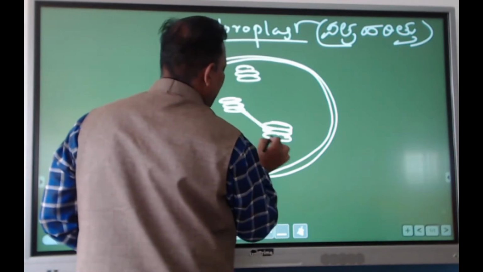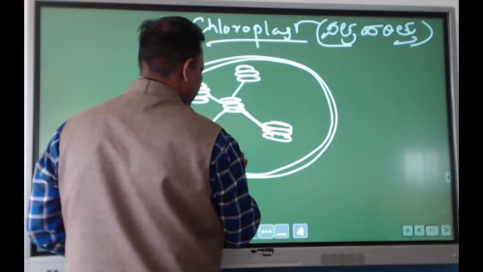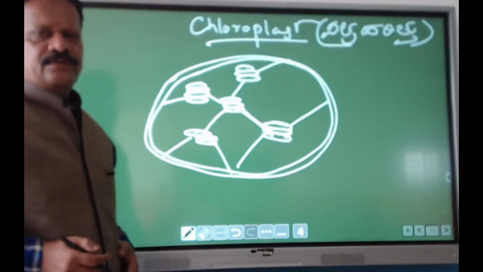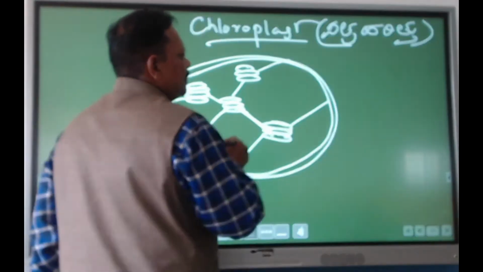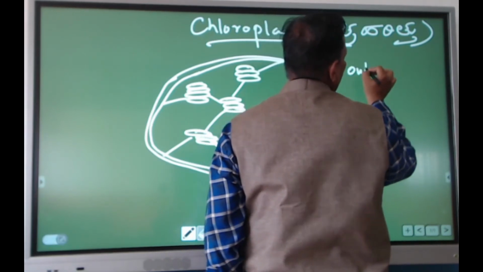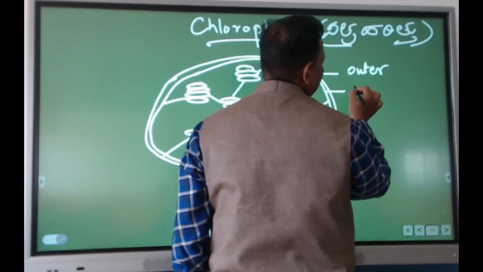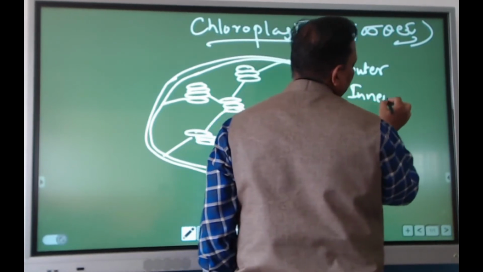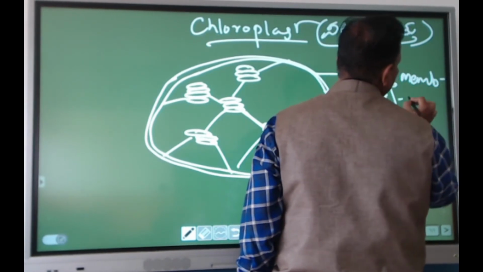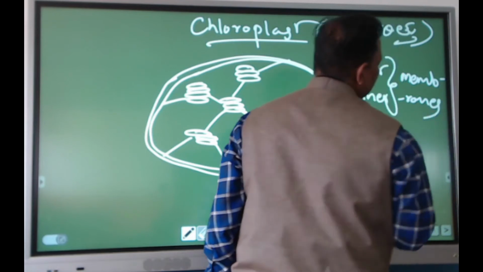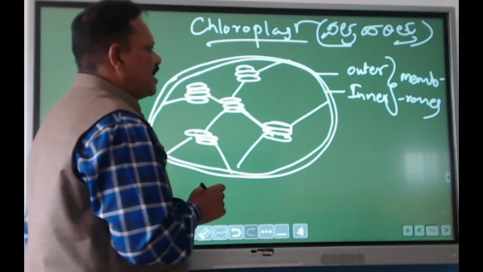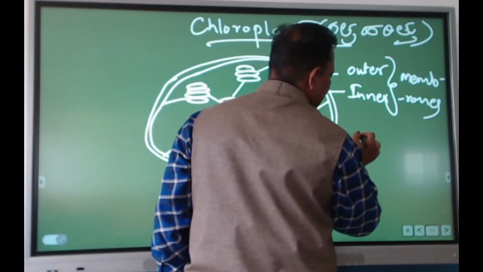Like this, and they are interconnected. So in this way you are observing the interconnections, and here we are labeling now. This is called the outer membrane, and the next one is the inner membrane. So both are membranes. When you take the inner one, it contains grana.